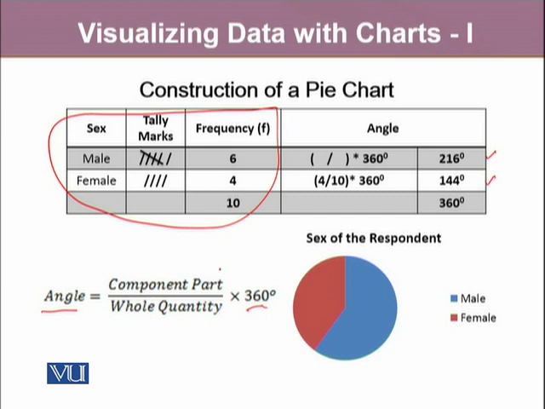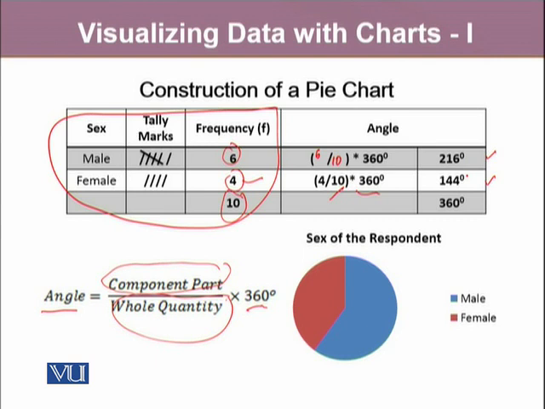Where we need a component part that is divided by the whole quantity. In this data, 6 and 4 are the component parts for the males and females respectively, and 10 is the whole quantity. To calculate the angle for each category, we will divide the component part by the total and multiply it by 360. The answer turned out to be 216 degrees. And similarly for the female, it is 4, that is the component part, 10 is the whole quantity, and 360 degrees is the whole angle. So we obtained 144 degrees.